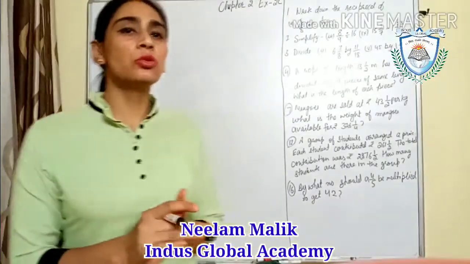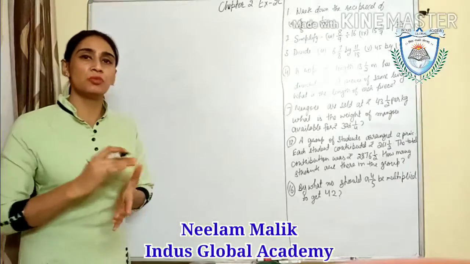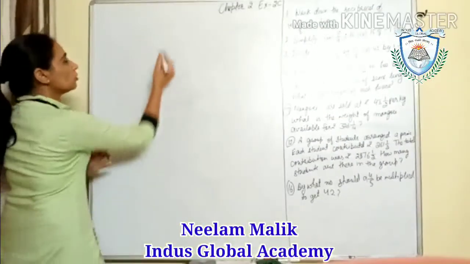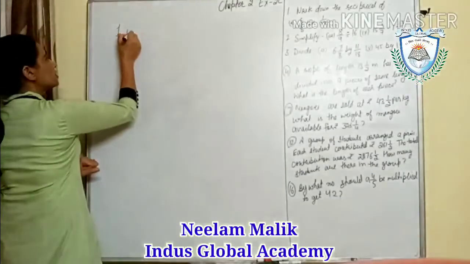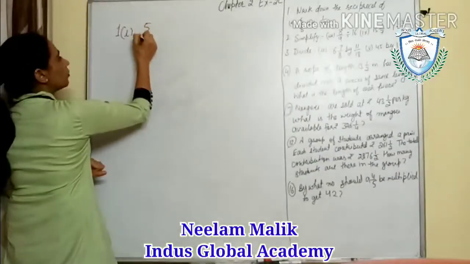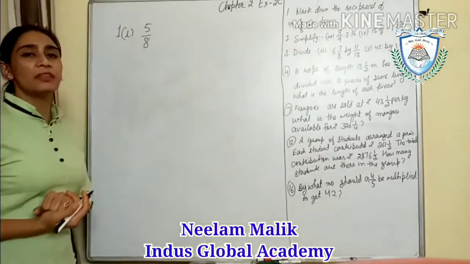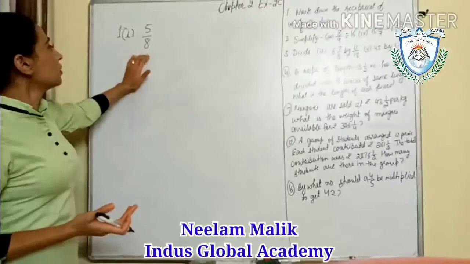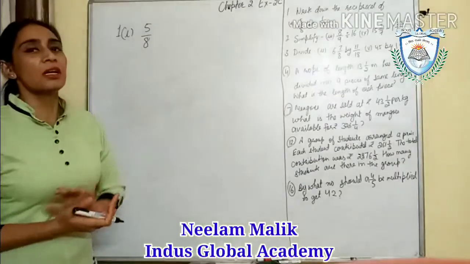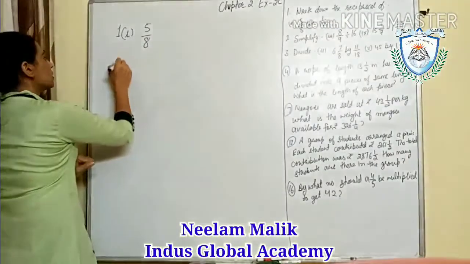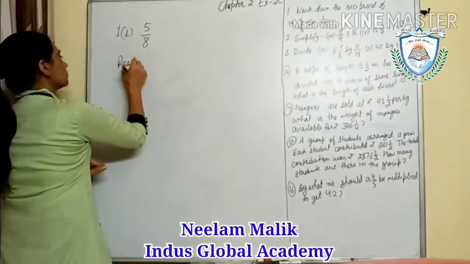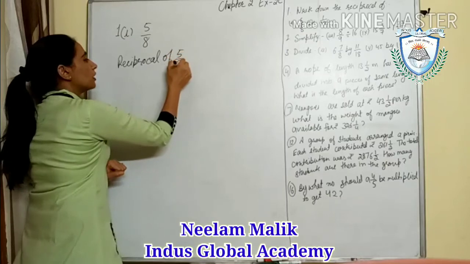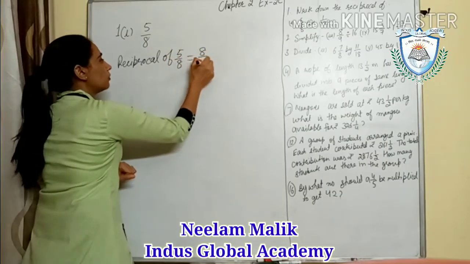Reciprocal means we will do reverse of that number, means numerator will be the denominator and denominator will be the numerator. So question number 1, first part, 5 upon 8 is given. We have to write the reciprocal of 5 upon 8. So denominator will be the numerator and numerator will be the denominator. Okay, so what is the reciprocal? Reciprocal of 5 upon 8 is equal to 8 upon 5.